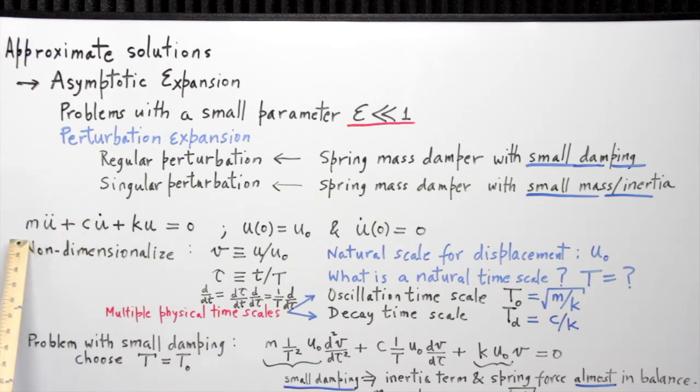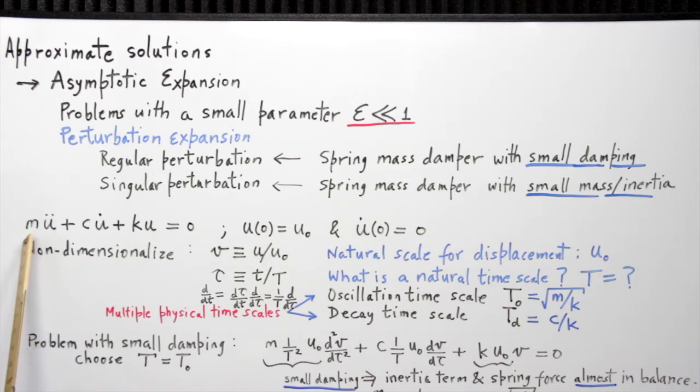So let's cast the problem in terms of the mathematical model here. We have m u double dot plus c u dot plus k u equal to 0: mass, dashpot or damper, and spring constant here. And the initial conditions are that the displacement is given and the initial velocity is equal to 0.